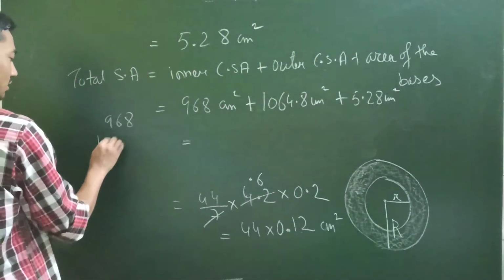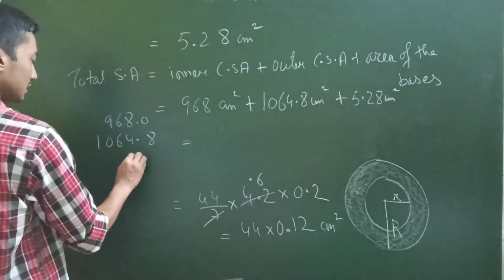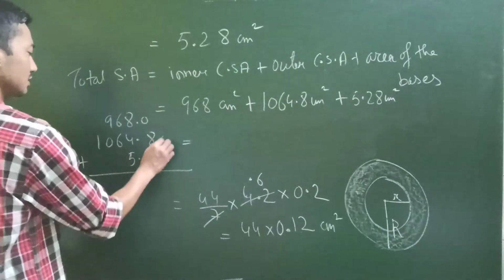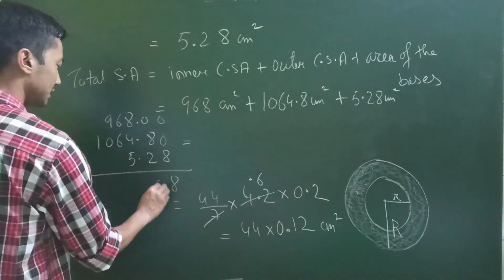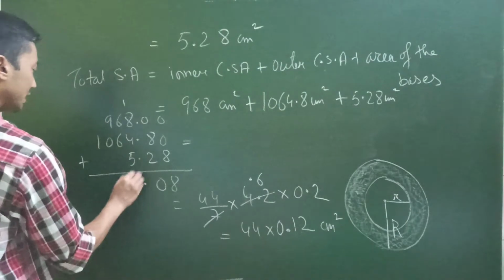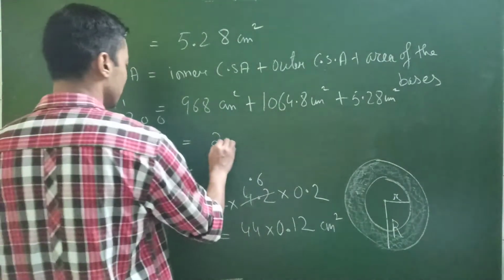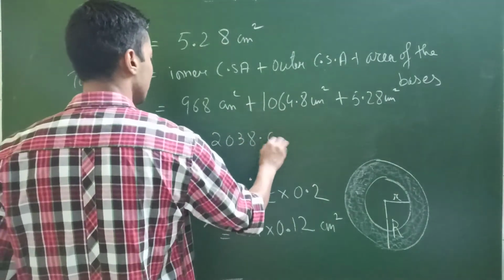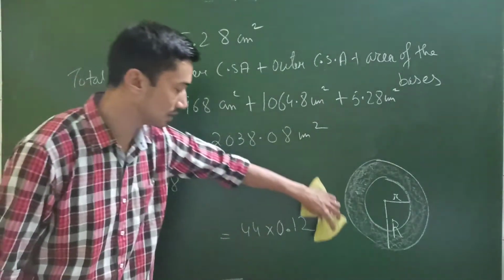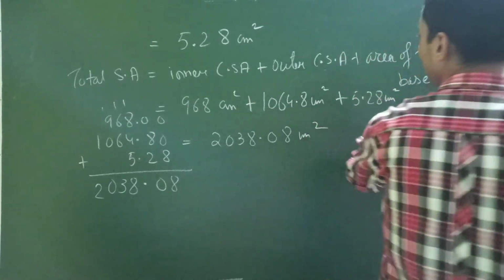968, 1064.8, and 5.28. So we just have to add, so we can just put on the decimal. 8, 8, 9, 10, 1 left, 8, 12, 13, 18, 1 left, 12, 13, 1 left, 9 plus 1, 10, 1 left, 2. So that's going to be 2038.08 centimeter square. So this will be the total area of the surfaces that our metallic pipe will have.